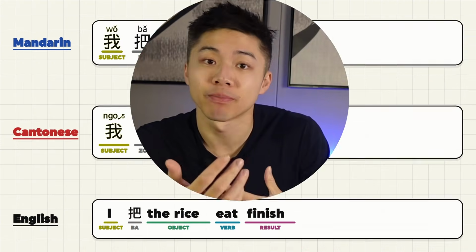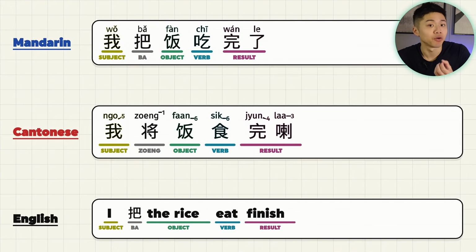For example, I 把 the rice eat finished. So in Mandarin, 我把饭吃完了. I 把 the rice eat finished. In Cantonese, 我將飯食完啦. So 我 is I, 將 or 把 is the special word we have. 飯 means rice, then 食完 means to finish eating. And then la is just a change of state. So I 把 the rice, eat finished.